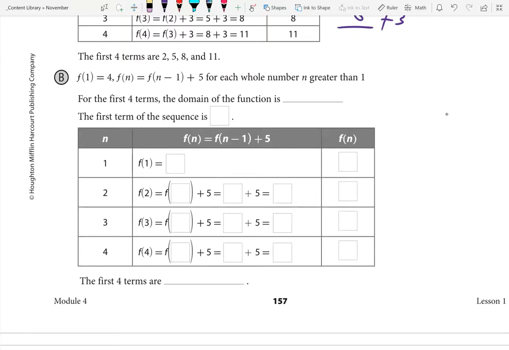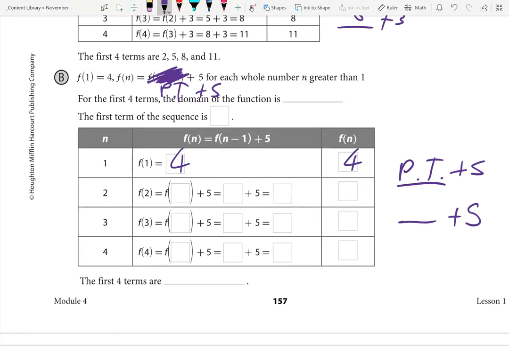So our first term is 4. We already know that. That was given to us. Now, remember, this right here, f of n minus 1, get used to seeing that, because what that means is previous term. So just think previous term and then plus 5. That's what this sequence means. The sequence is previous term plus 5. So if I want to find the second term, I plug the previous term in, which is 4, and then plus 5. 4 plus 5 is 9.